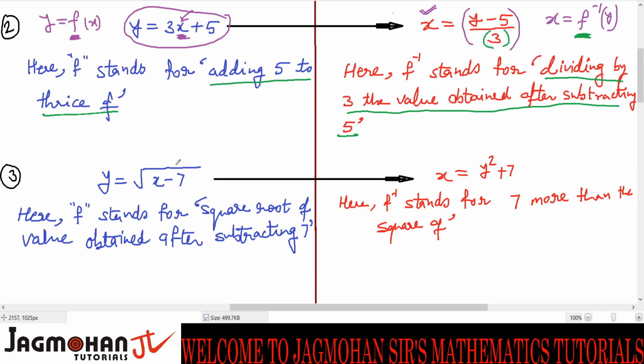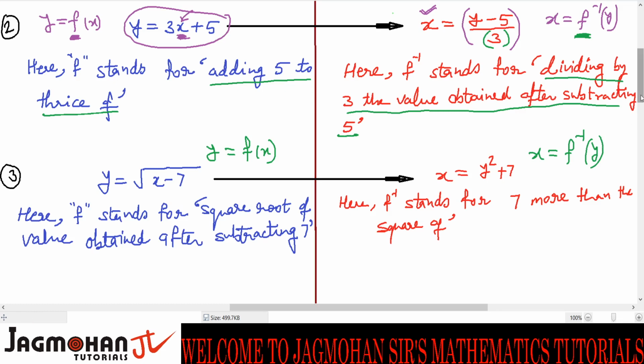Further, here I have another function, y equals root of x minus 7. This is in the form y equals f of x, and here it is x equals f inverse of y. What is it? It is x equals y square plus 7. Okay, these all are y equals f of x and x equals f inverse of y.